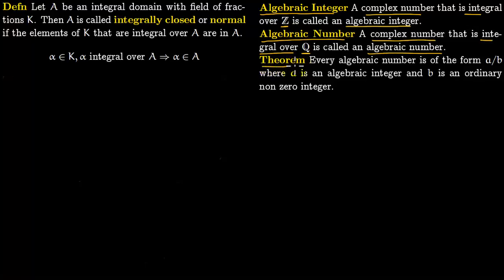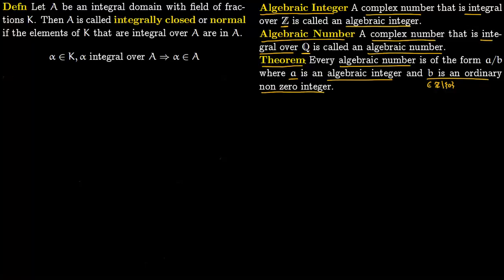So now the theorem. Every algebraic number is of the form a over b, where a is an algebraic integer and b is just an ordinary non-zero integer. So b lies in the integers, and from there you just take 0 out. We will show this.